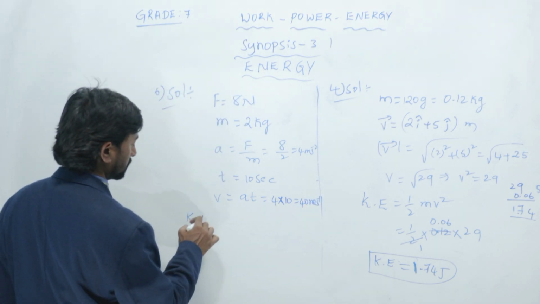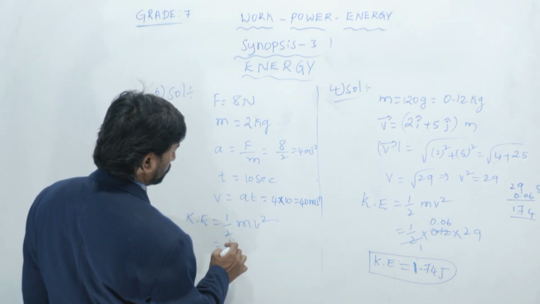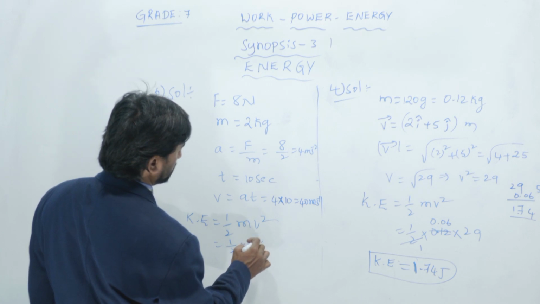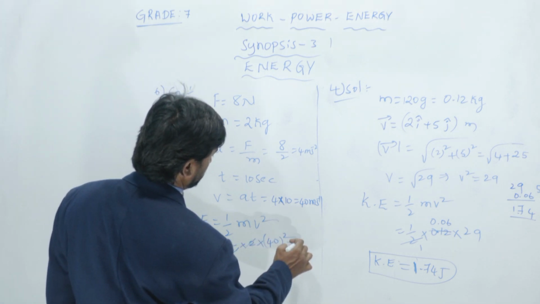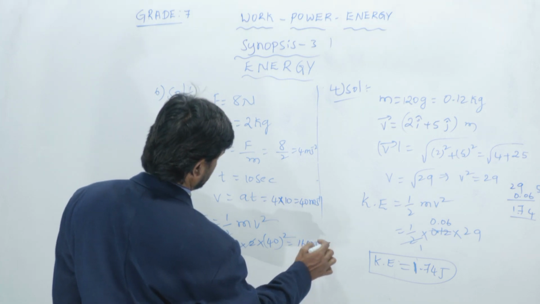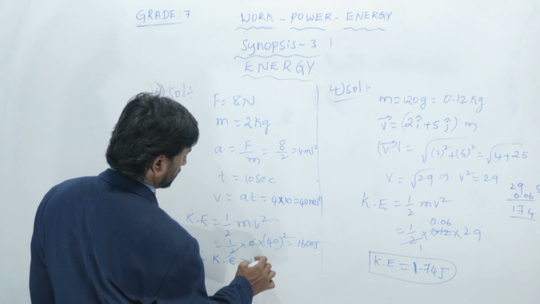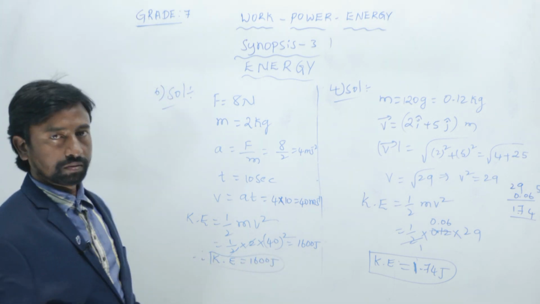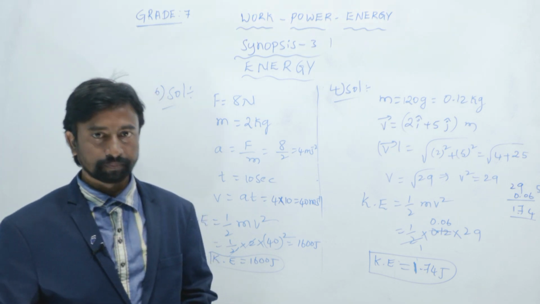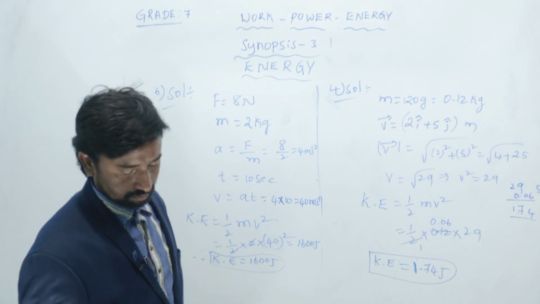Now the kinetic energy. Kinetic energy is equal to half m v square. So half into m, which is 2 kg, and v is 40, whole square. The 2 will be cancelled here. How much do we get? 1600 joules. So the kinetic energy is 1600 joules. That is the answer: 1600 joules.